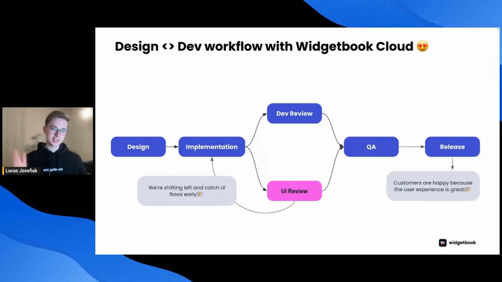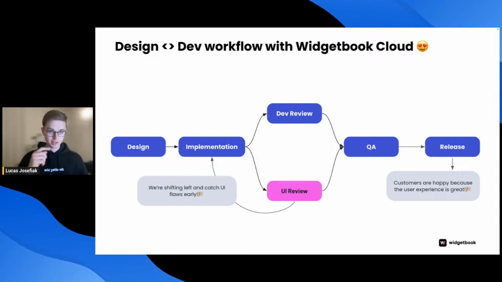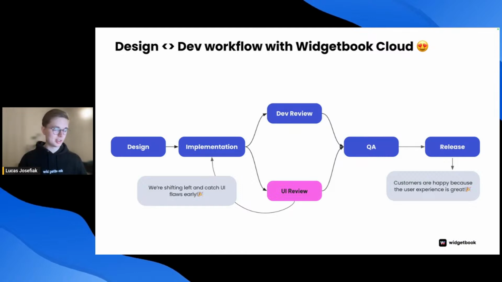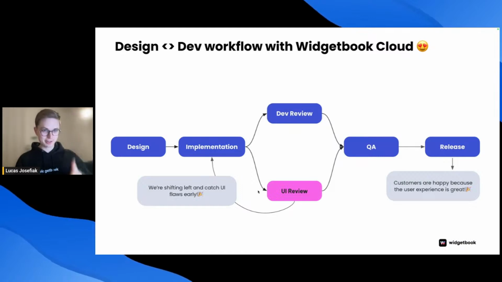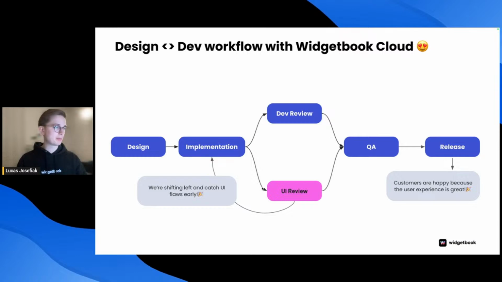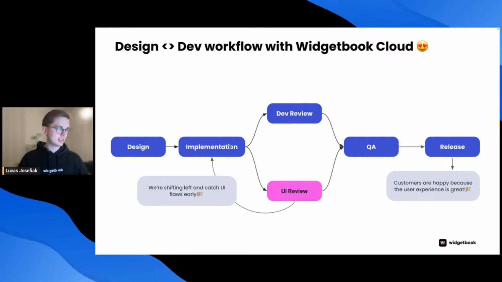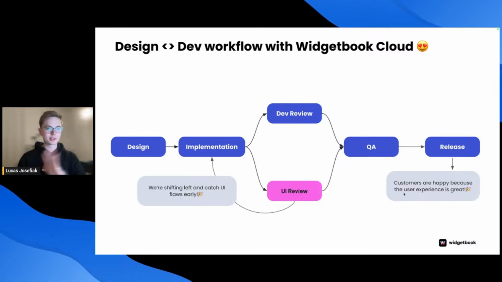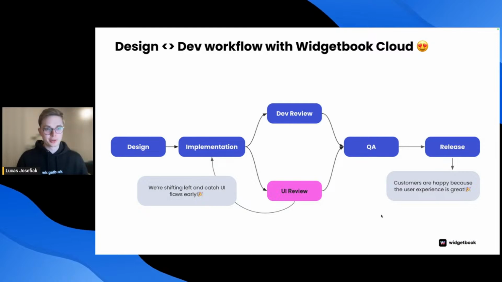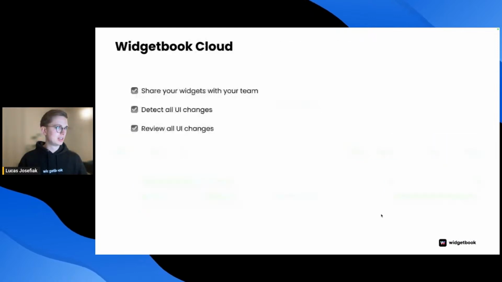And with that, we are shifting left in the testing process, meaning we are testing the UI review now very early. And because we definitely find all UI changes, we can be sure we capture all of them. And because we capture them here so early, it's also very easy and very quick for us to iterate on the UI changes. And our customers can always be happy because we know that the user experience is going to be great. And with that, let's jump into Widgetbook Cloud.